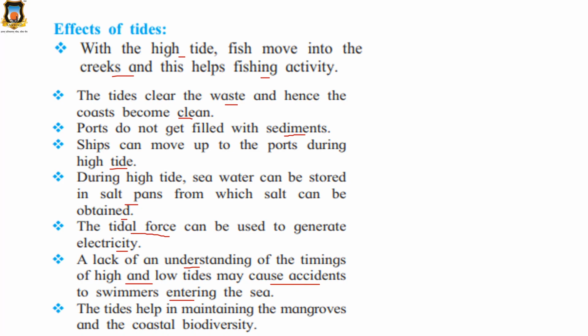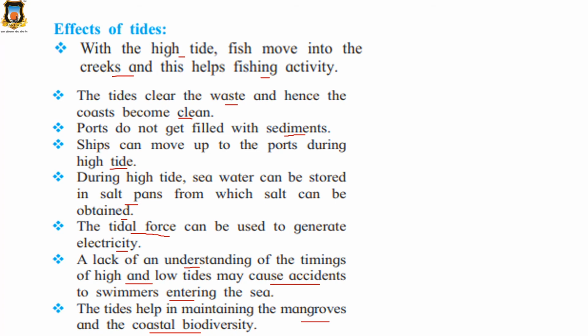The tides help in maintaining the mangroves and the coastal biodiversity. Now, what are mangroves? Mangroves are a type of forest. What is the mangrove type of forest? The trees which are on the sea coast are the mangrove trees. Mangrove forest we can say. So the tides help in maintaining the mangroves and the coastal biodiversity.